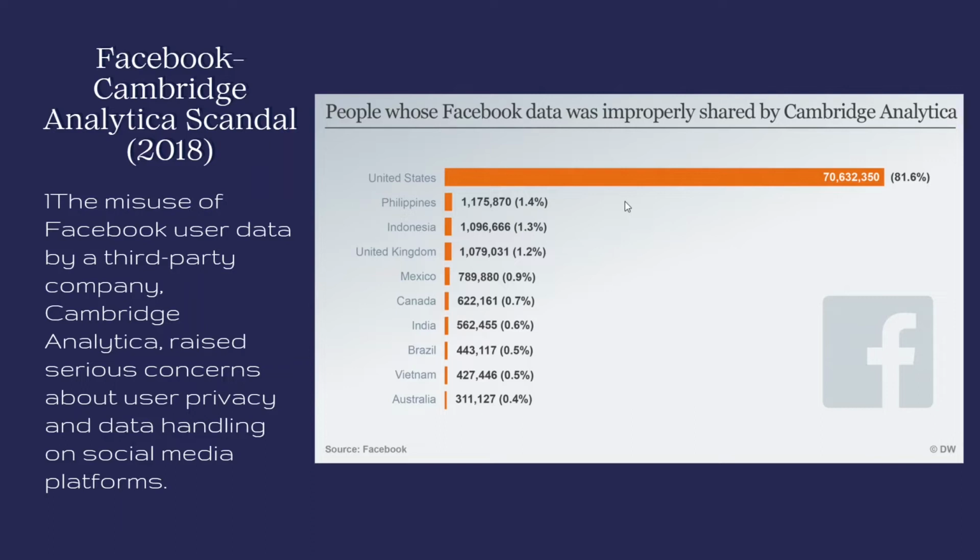Cambridge Analytica was a British political consulting firm that used data analytics to help clients win elections. The company was founded in 2013 by Alexander Nix and Christopher Wylie, and in 2014, Cambridge Analytica hired a researcher named Alexander Kogan to create a personality quiz app for Facebook. The app was called This Is Your Digital Life. It was designed to collect data on Facebook users' personality traits, interests, and political views.